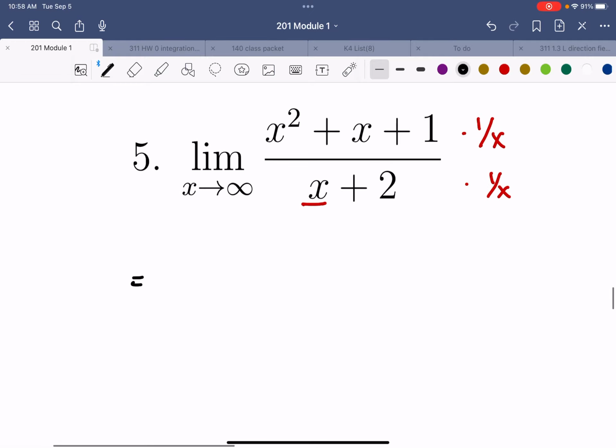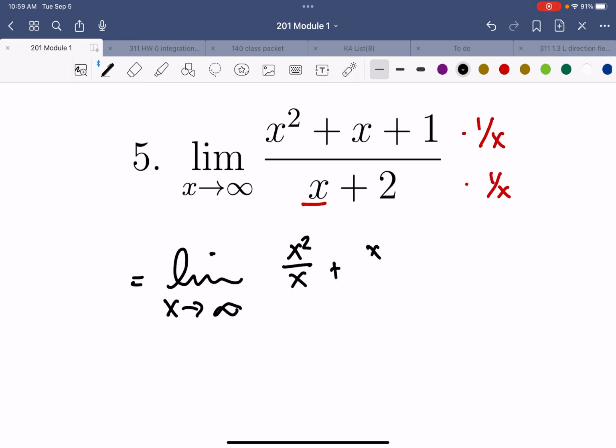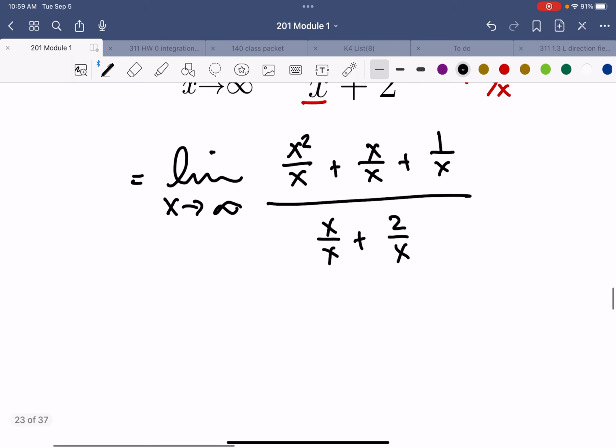Once I do that, I keep my limit notation because I'm not evaluating the limit. And I distribute the 1 over x. x squared times 1 over x is x squared over x. I'm going to write it out once, and then I'll start skipping steps next time. And x over x plus 2 over x. Okay, distributed to each term.